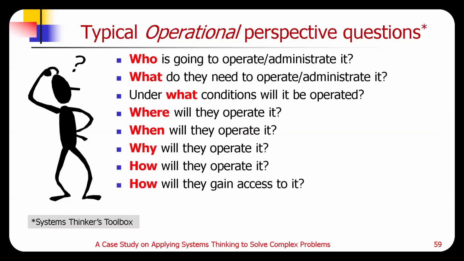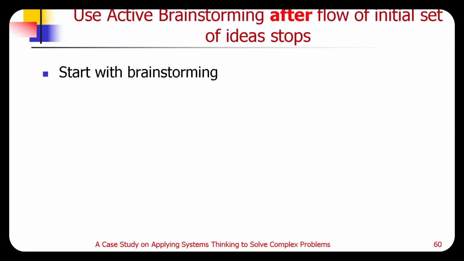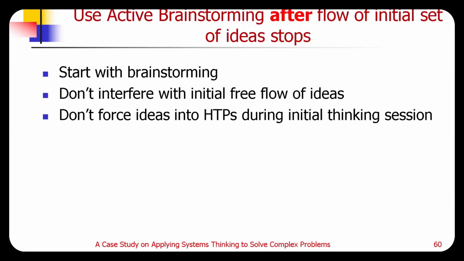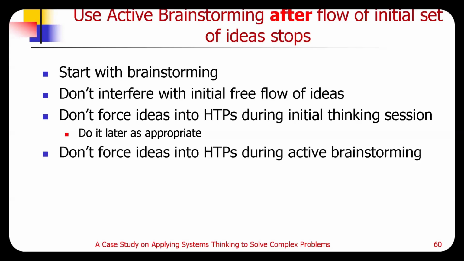This is a lot better than brainstorming because it's guided brainstorming in a sense. So when you mention the topic, there's going to be an immediate reaction with a set of ideas. This is a traditional brainstorming session. Don't interfere with that initial flow of ideas, just write them down. Don't force the ideas into the HTPs when you're writing them down. Put them on a whiteboard, computer tool, whatever you want to use. You can sort them out later. Once you're doing the active brainstorming, don't force the ideas into the HTPs during the active brainstorming session. Do it later as appropriate.